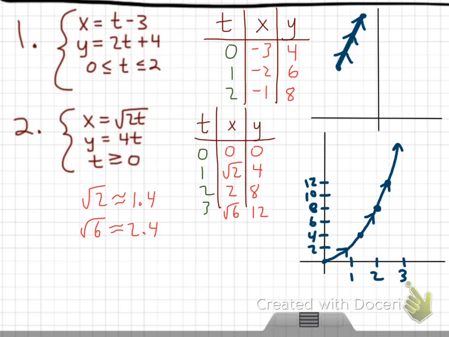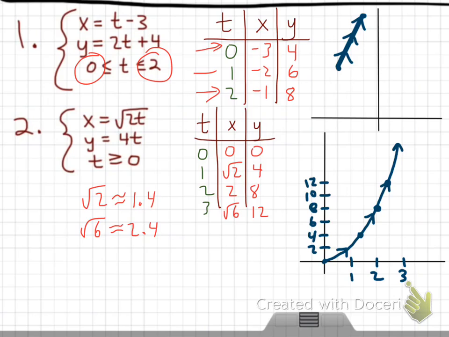So I stopped the last video before I gave you the work for these two problems, and so this is the work for each of the problems. Just set up a t, x, y chart for each one and pick values of t that range from, as you can see here, 0 to 2. We start at 0 and just keep increasing t by 1 until we get to the end of the interval.